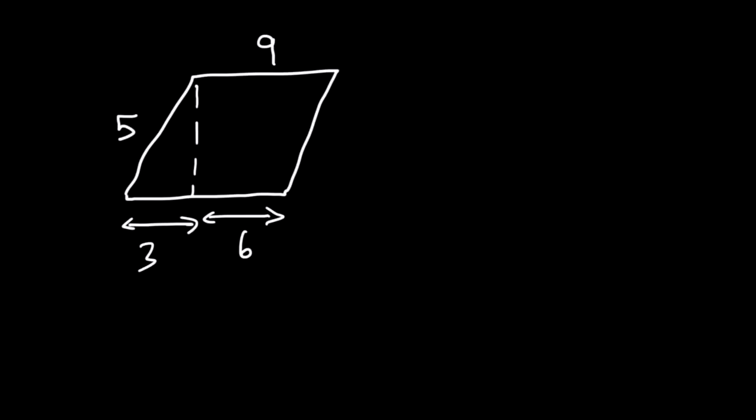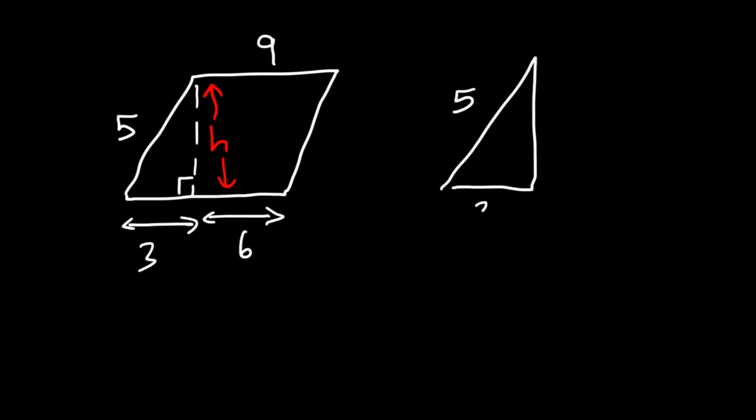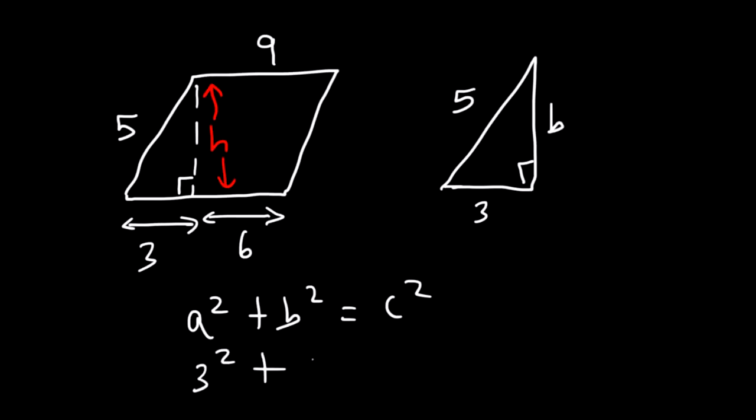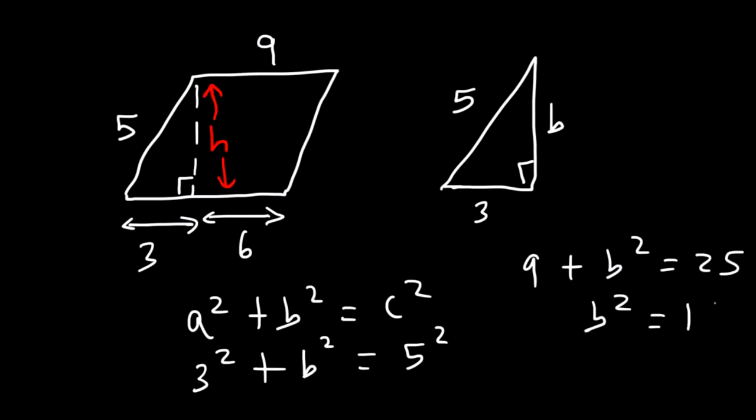In order to find the area, you've got to find the height first. And notice that we have a right triangle. The hypotenuse of the right triangle is 5, and one of the legs is 3. So we've got to find the missing side. We could use a squared plus b squared is equal to c squared. So a is 3. We're looking for the missing side b. And hypotenuse c is 5. 3 squared is 9. 5 squared is 25. 25 minus 9 is 16. And the square root of 16 is 4. So the missing side, or the height, is 4.